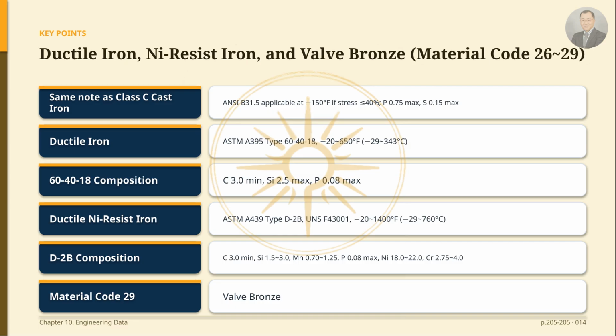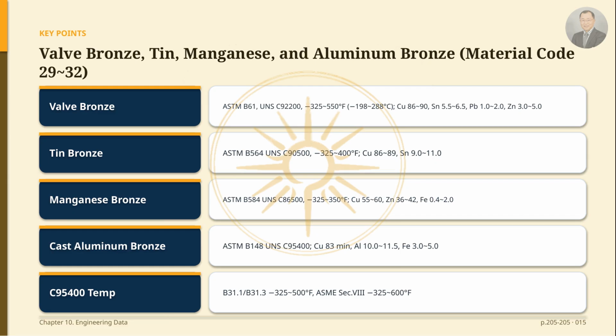Next, material code 29 is valve bronze. I would like to introduce the bronze series materials, which are copper-based alloys. Material code 29, valve bronze, is ASTM B61, UNS C92200, with an operating temperature from -325 to 550 degrees Fahrenheit, -198 to 288 degrees Celsius. The composition is 86 to 90% copper, 5.5 to 6.5% tin, 1 to 2.0% lead, and 3.0 to 5.0% zinc.